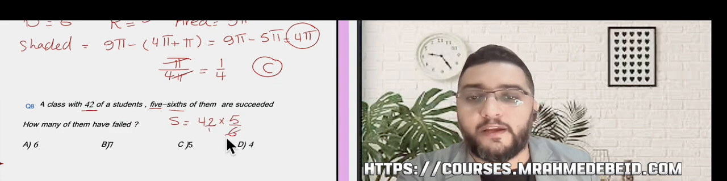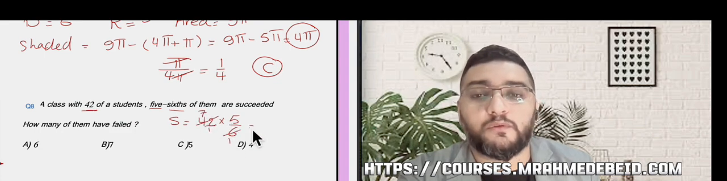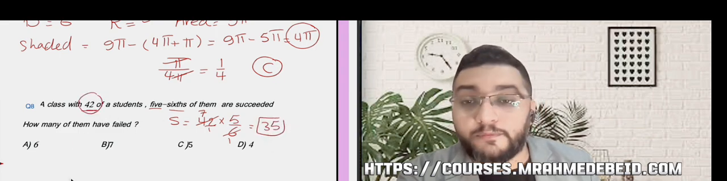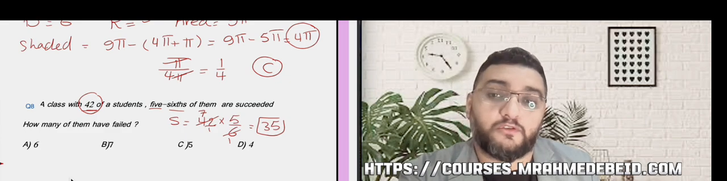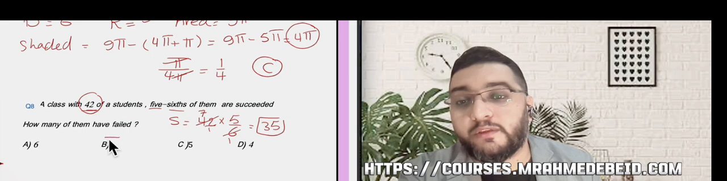Now we can simplify. 6 divided by 6 equals 1, and 42 divided by 6 equals 7. So 7 times 5 equals 35. This is the number of students who succeeded, and this is the total number of students in the class. If you subtract both, you will get the number of failed students. So 42 minus 35 is 7. So the answer is 7.